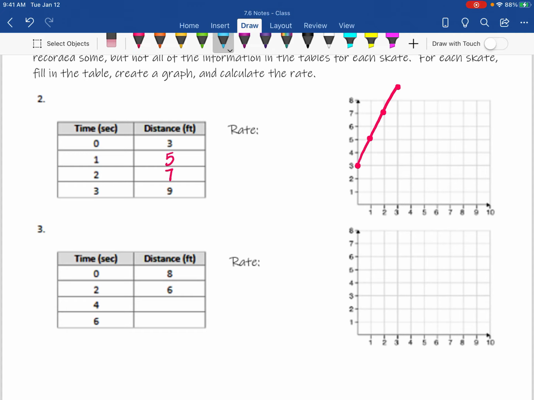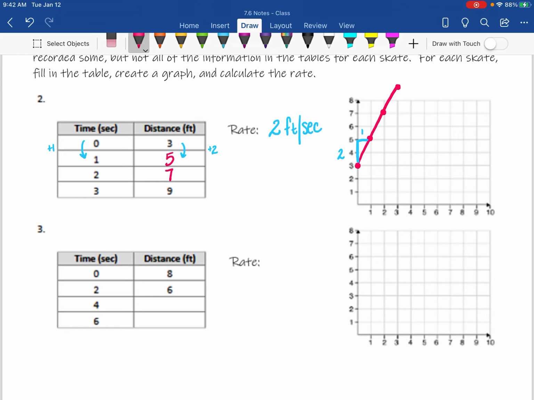Then all you have to do is find the rate. We can do that the 2 ways that we did it above: change in y divided by change in x, or we could draw a slope triangle and count the sides. So that would be a 2 and a 1. We divide 2 by 1, and our rate is 2 feet per second.